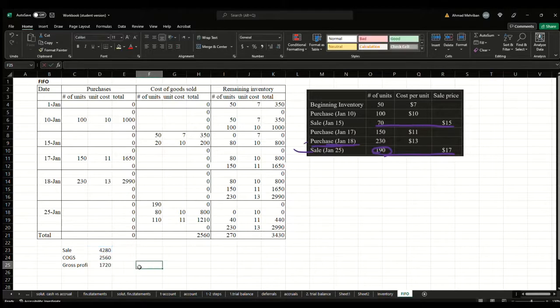That's it. So this is how we find our cost of goods sold and our ending inventory using this method, FIFO. And next we're going to look, using again the same type of table, at how we do it on the LIFO method.